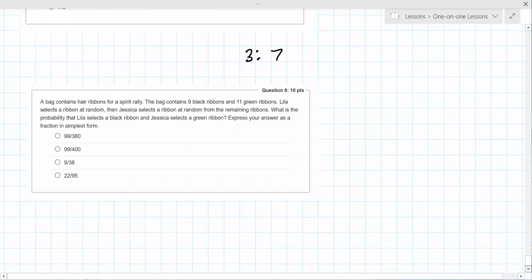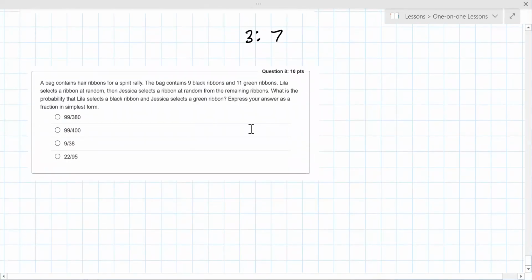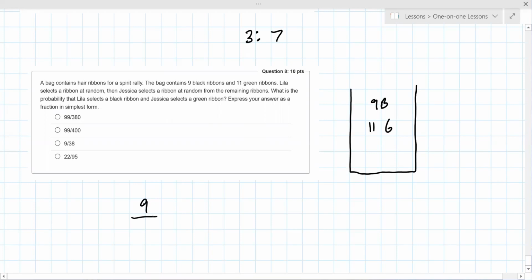Great. All right. A bag contains hair ribbons for a spirit rally. So remember I said it's best to draw something over here? Yeah. 9 black and 11 green. Okay. So Lila selects a ribbon at random, then Jessica. What is the probability that Lila selects a black ribbon and Jessica selects a green ribbon? 9 out of 20 times 11 over 19.